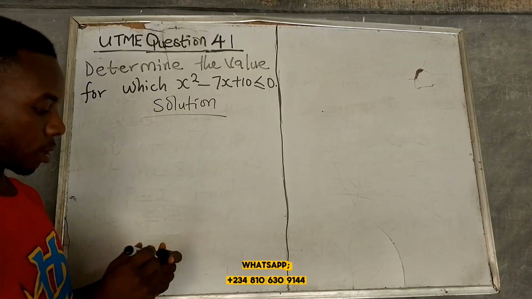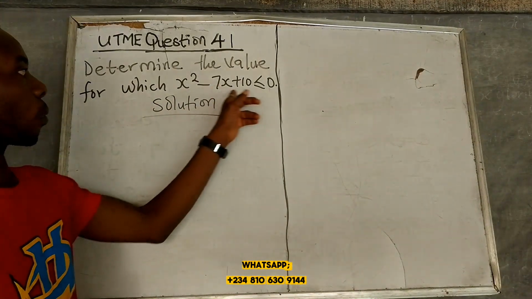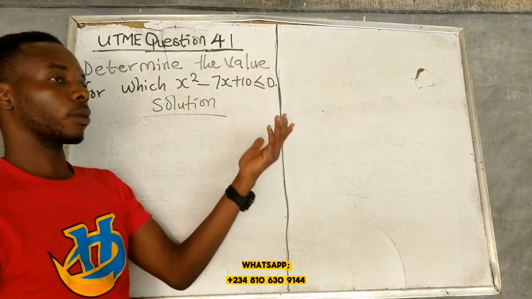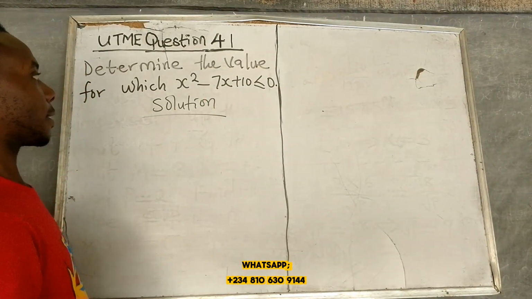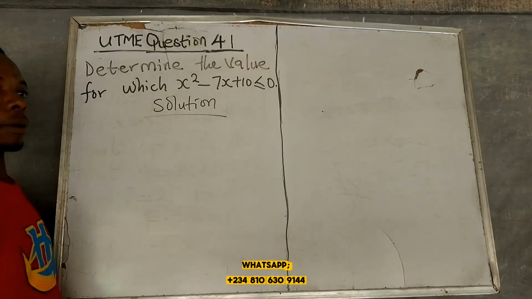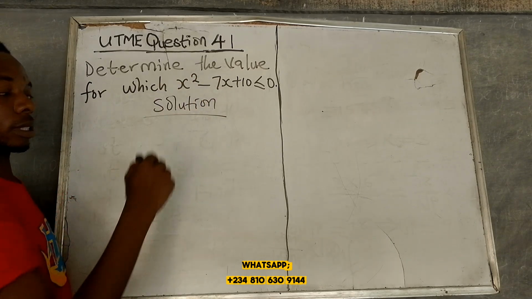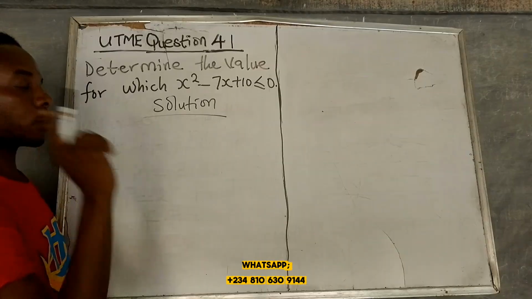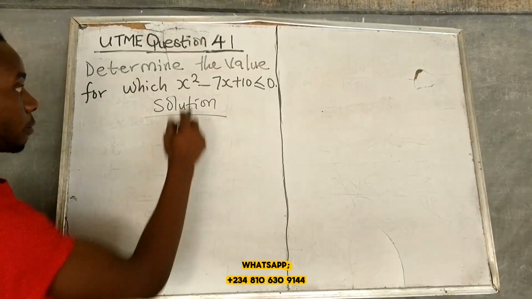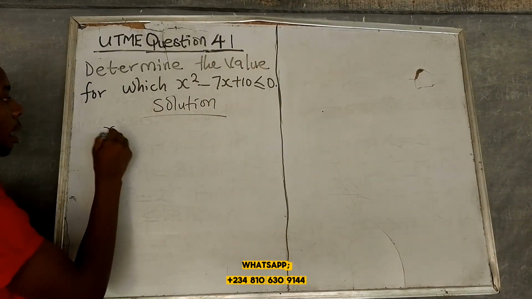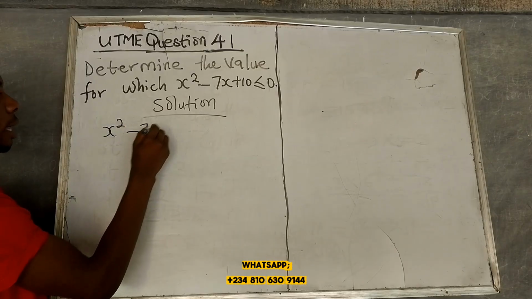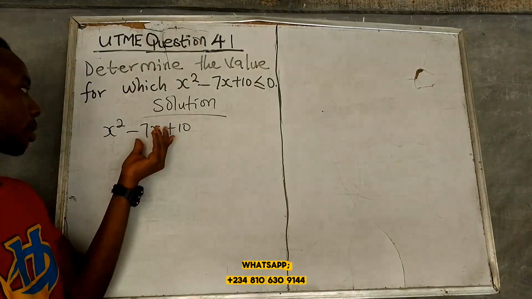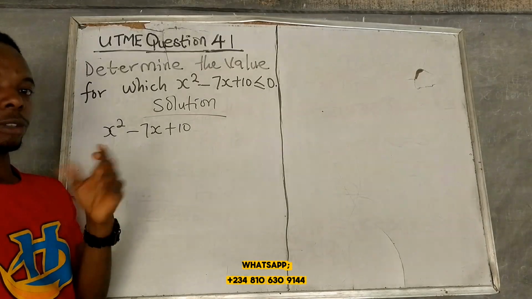So you are given this question, right? But this is quadratic. You can say quadratic inequality since it is an inequality. This is quadratic since it has the highest power of 2. That's what makes it quadratic, right? Now we're going to factorize this, x squared minus 7x plus 10. How do we factorize it?